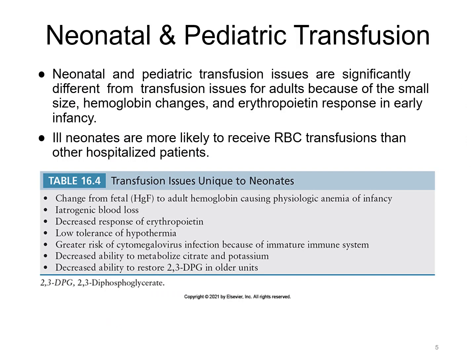So with your neonatal and pediatric transfusions, there are issues that can arise with this population that are different than the issues that will arise with adults, and it's due to the infant's smaller size, the hemoglobin changes, as well as the erythropoietin response that happens early in infancy. So if you have an ill neonate, they are more likely to receive a red blood cell transfusion than your other hospitalized patients. Now, transfusion issues that are unique to neonates include the changes from hemoglobin F to the adult hemoglobin that can cause physiological anemia within the infancy stage.